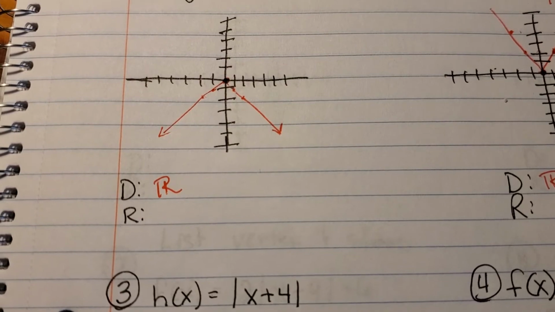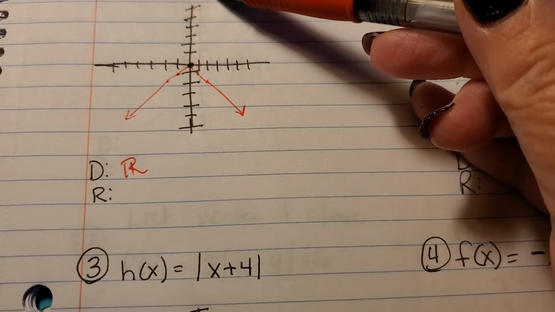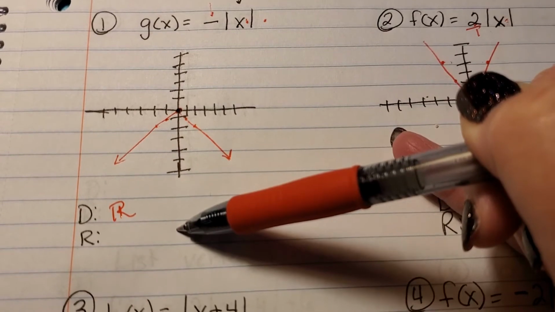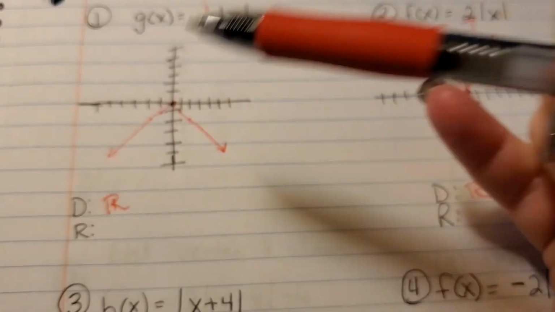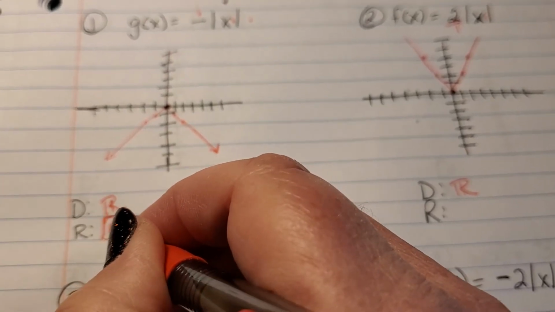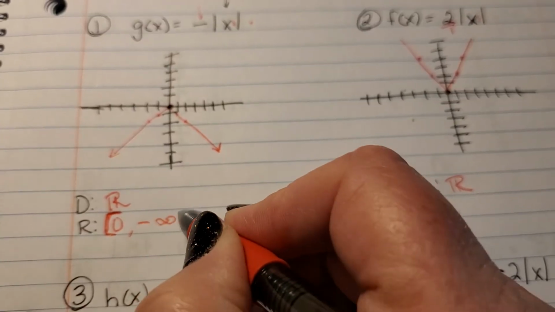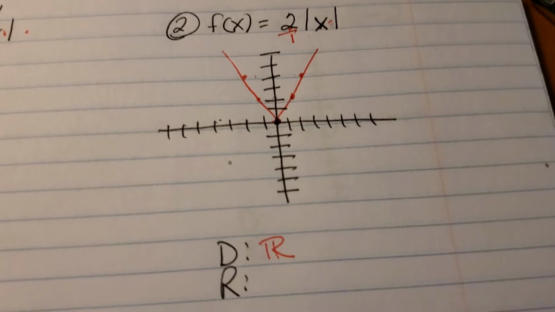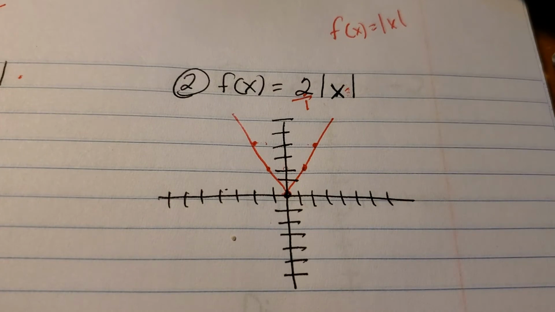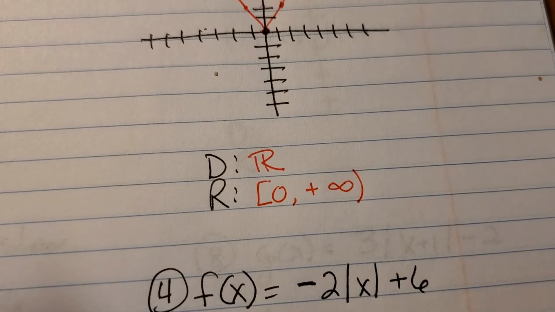All right, so the range on this one is your y values, and if you look, none of these y values up here are being used, right? So our range is going to be from 0 and on down because it keeps on going. It includes 0, so it's going to be a bracket. And then it goes all the way to negative infinity. And then over here, it's going to be 0 again, but this time we're going up. So it's 0 to positive infinity.